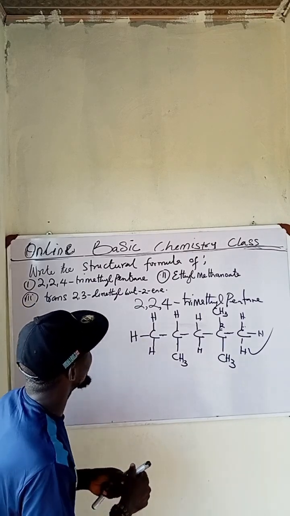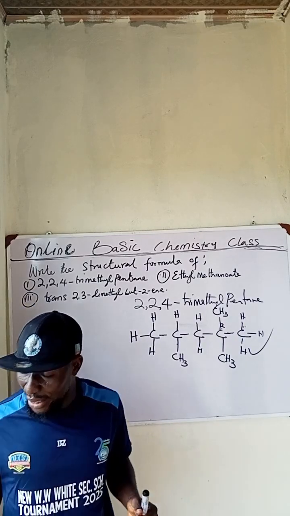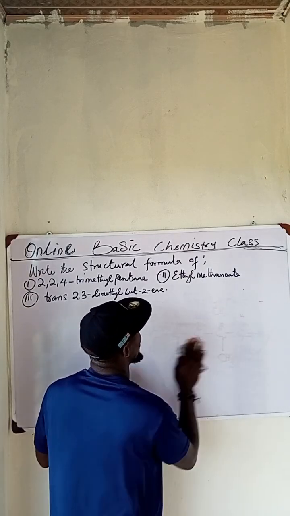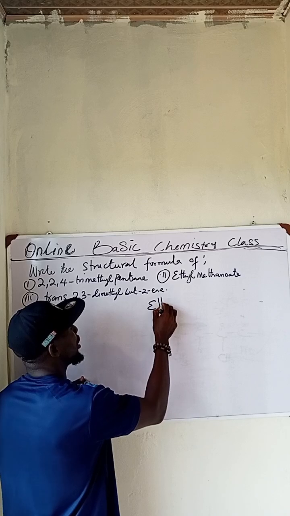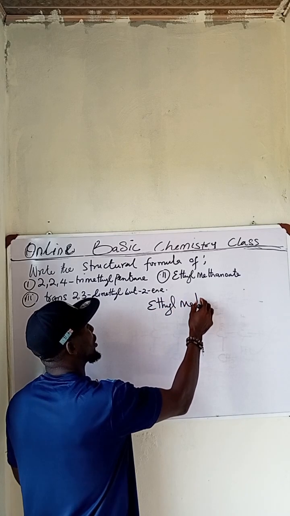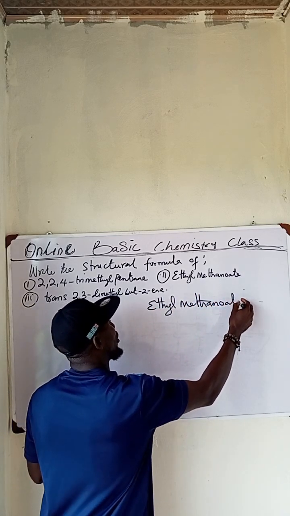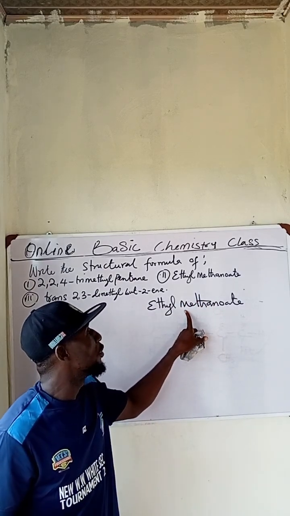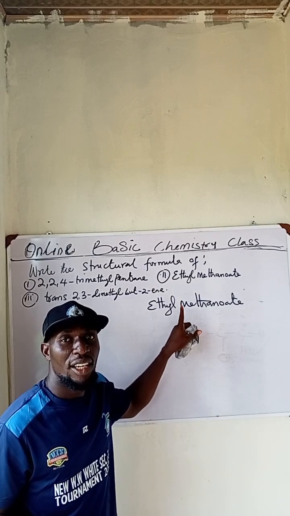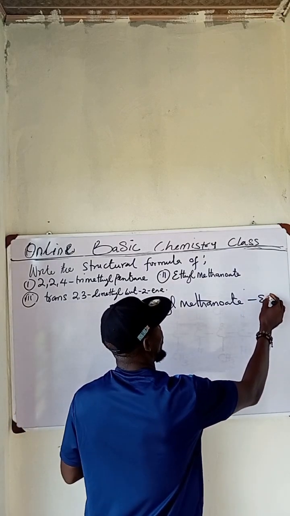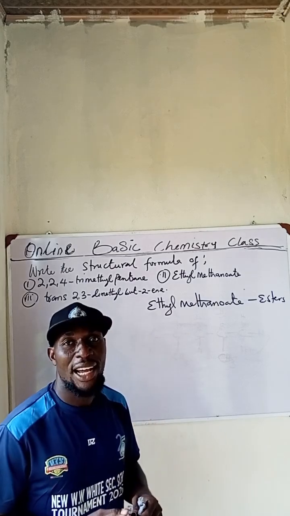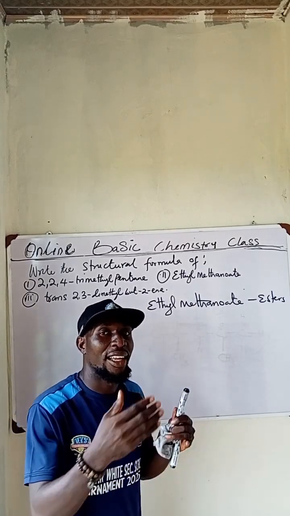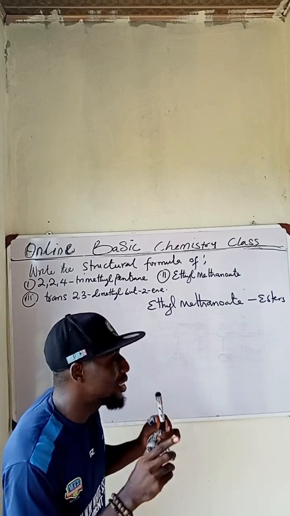The second one is ethyl methanoate. We are done with this structure, now let's draw ethyl methanoate. The first thing I should do here is to note the family, or homologous series. Which family of compound is this? These are esters, alkanoates. Esters are formed from the reaction between an acid and an alcohol. Are you following?